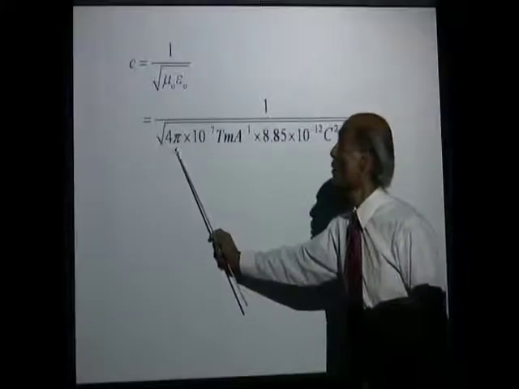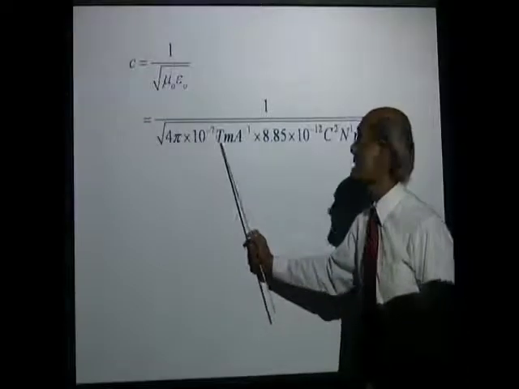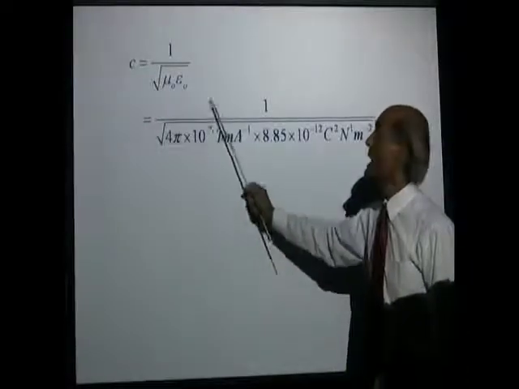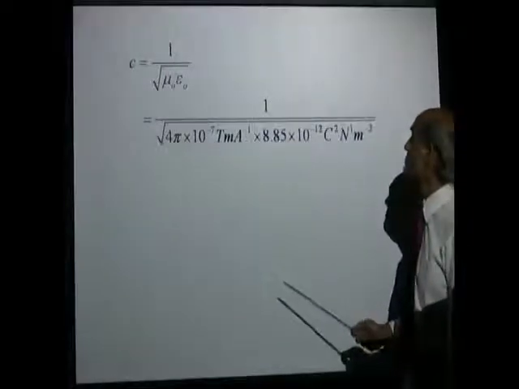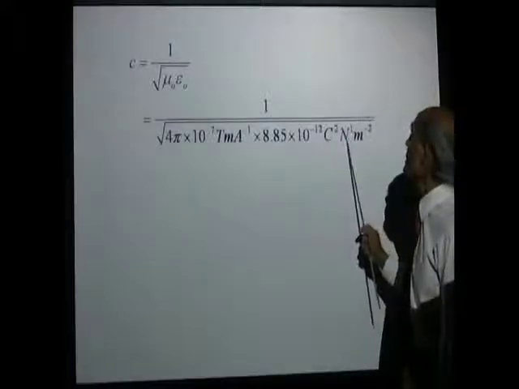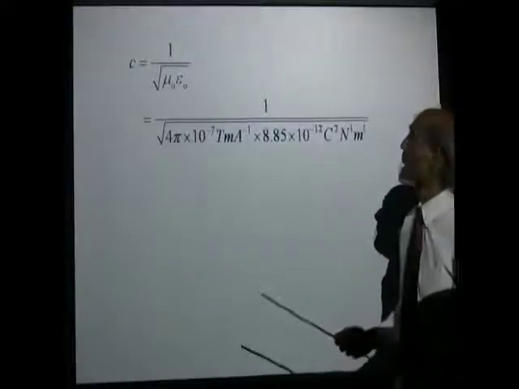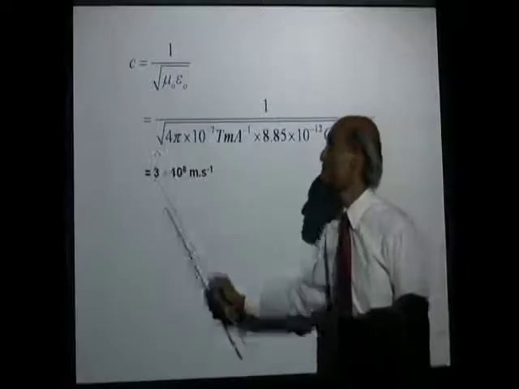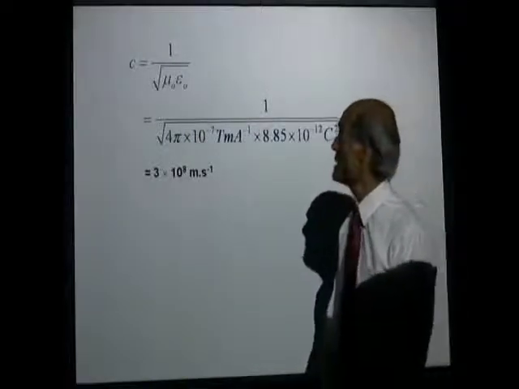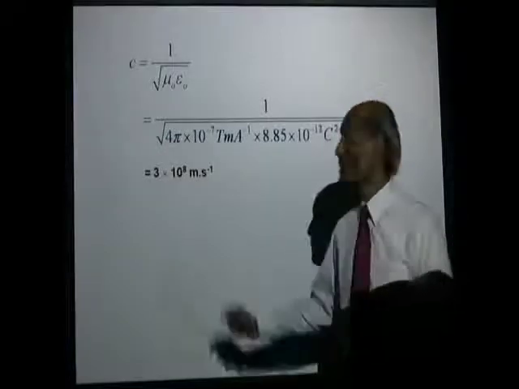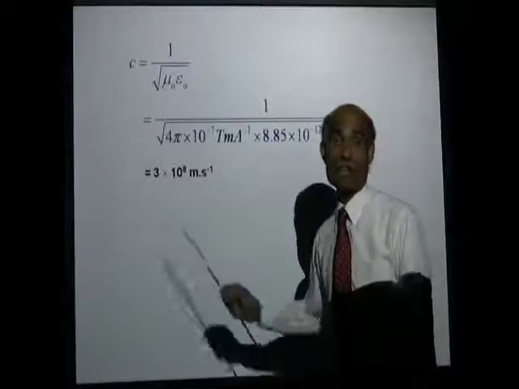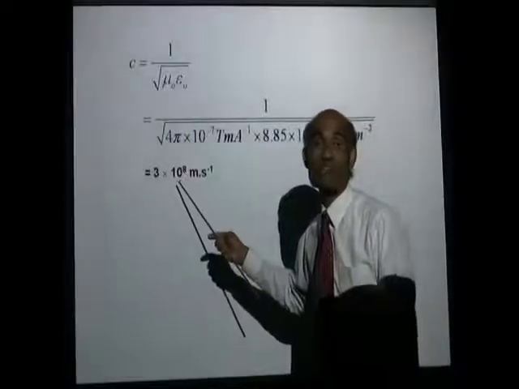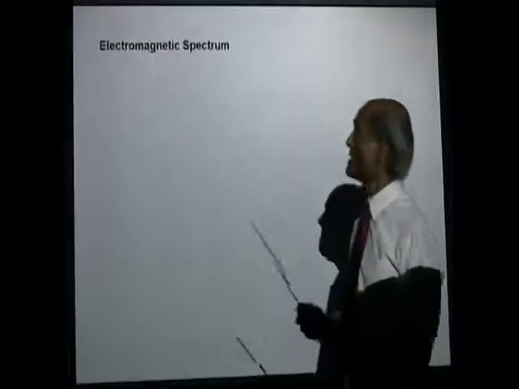Replace mu zero by 4 pi times 10 to the negative 7 tesla meter per ampere, and epsilon naught, the permittivity of free space, 8.85 times 10 to the negative 12 coulomb squared per newton meter squared, and that gives you c equal to 3 times 10 to the power of 8 meters per second. Now, this is an important constant, and according to Einstein, nothing can travel faster than this, right? Okay. How about the electromagnetic spectrum?